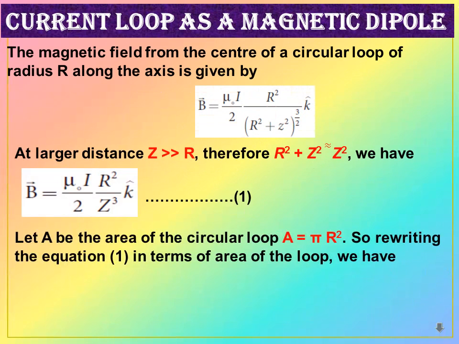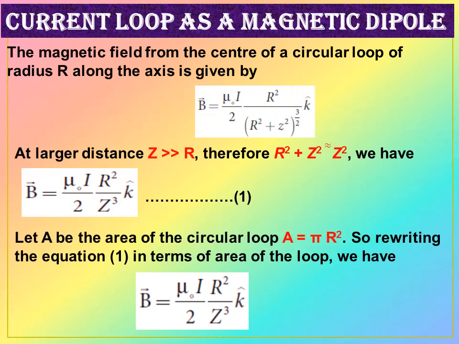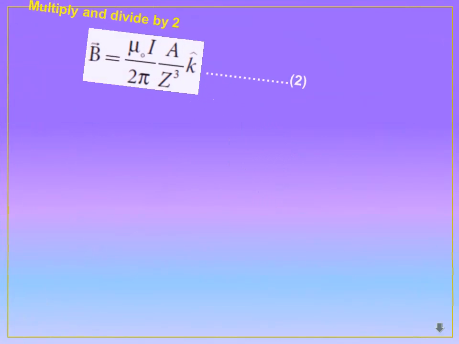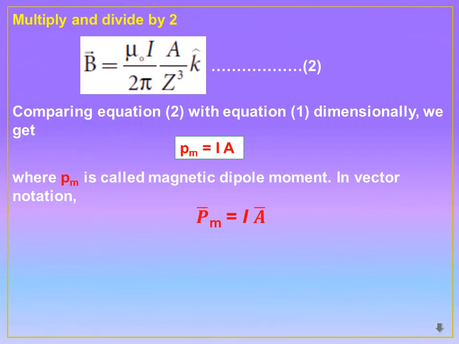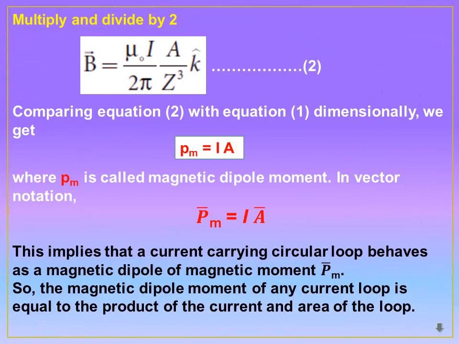Let A be the area of the circular loop. A is equal to pi R square. So rewriting the equation 1 in terms of the area of the loop, we have B vector is equal to mu naught I by 2 pi into A by Z cube into k cap, multiplying and dividing by pi. Compare equation 2 with equation 1 dimensionally, then we have Pm is equal to IA, where Pm is called the magnetic dipole moment; in vector notation, Pm is equal to IA. This implies that the current carrying circular loop behaves as a magnetic dipole of magnetic moment Pm. So the magnetic dipole moment of any current loop is equal to the product of the current and the area of the loop.